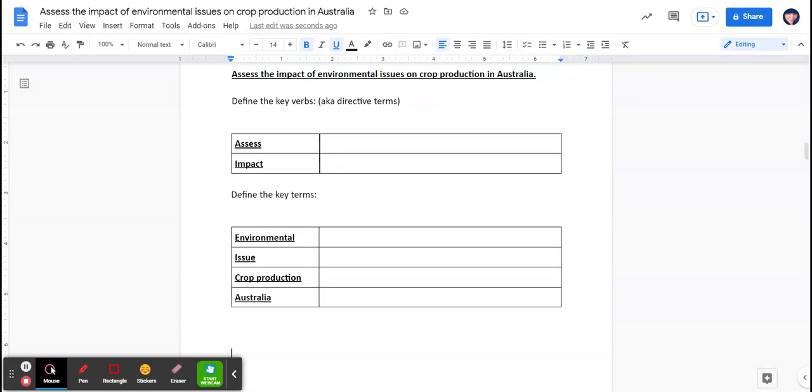It is also really important to have a look and understand the key terms, which are environmental, issue, crop production, and Australia. And it is these key terms, along with the key verbs, that gives you the boundaries of what it is I need to include and write to successfully complete this question.